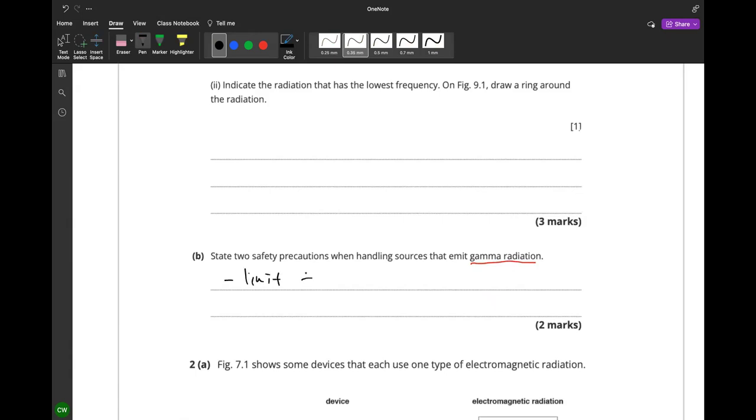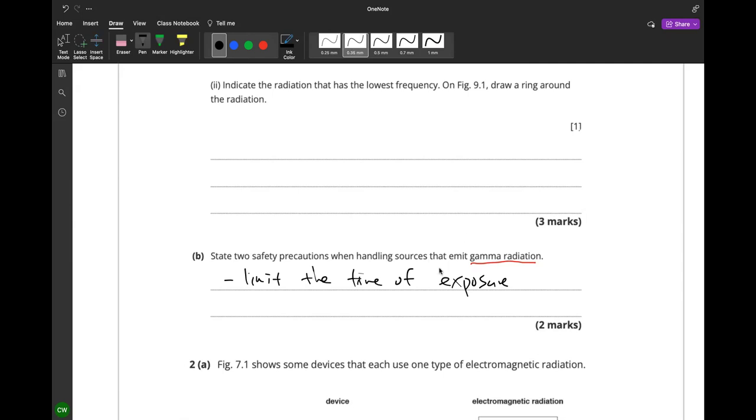Limit the time of exposure. Exposure means you have to make sure that if you want to turn it on, it has to be as short as possible. If you want to turn it on and off, turn it on for a short while and then turn it off. You cannot leave it on for long.